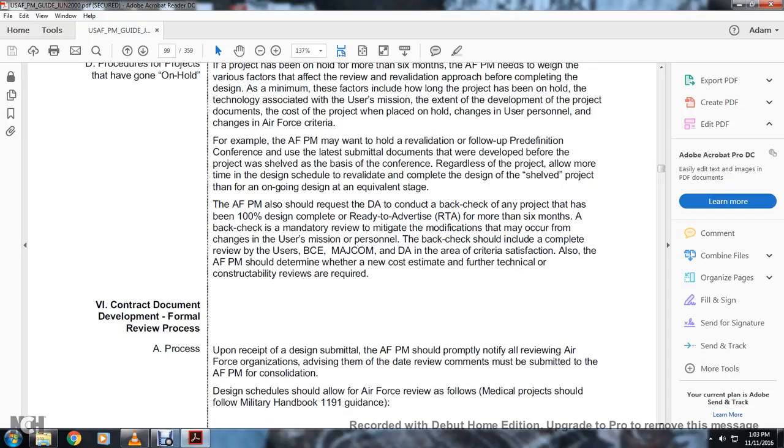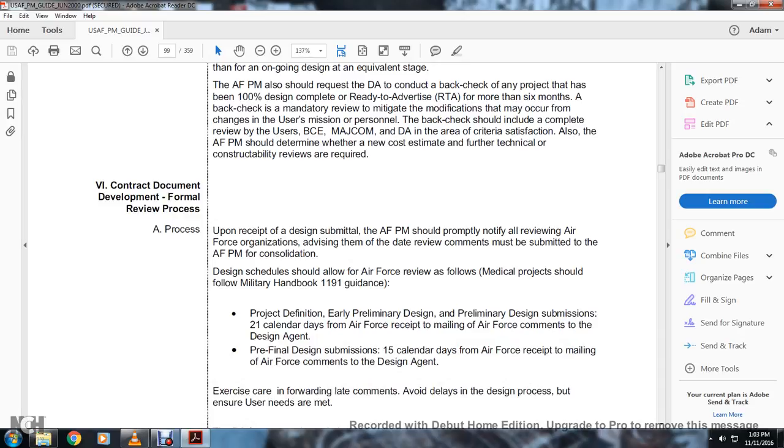The Air Force program manager should also request that the DA conduct a back check of any project that has been 100% design complete and ready to advertise for more than 6 months, and then back check with the mandatory review of modifications that may occur with changes of the user mission or personnel. The back check should include a complete review of the user's base civil engineering, major comments of the DA, and the area of the criteria satisfaction. Also, the Air Force program manager should determine the new cost estimate further than technical construction reviews as required.